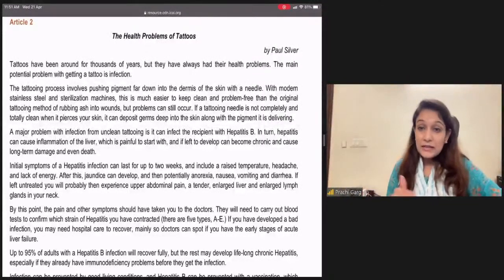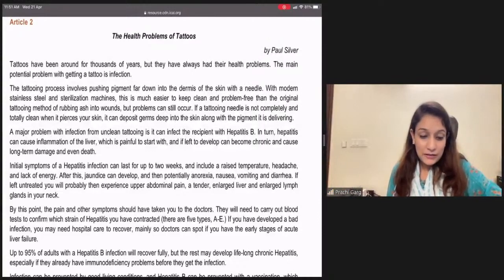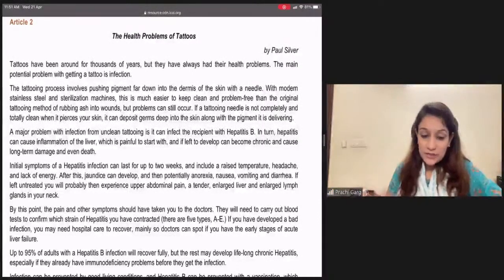And then what you should do, right? Then in the next paragraph, it talks about the treatment. By this point, the pain and the other symptoms should have taken you to your doctors. They will need to carry out a blood test to confirm which strains of hepatitis you have contracted. If you have developed a bad infection, you may need to get hospitalized and all of that.